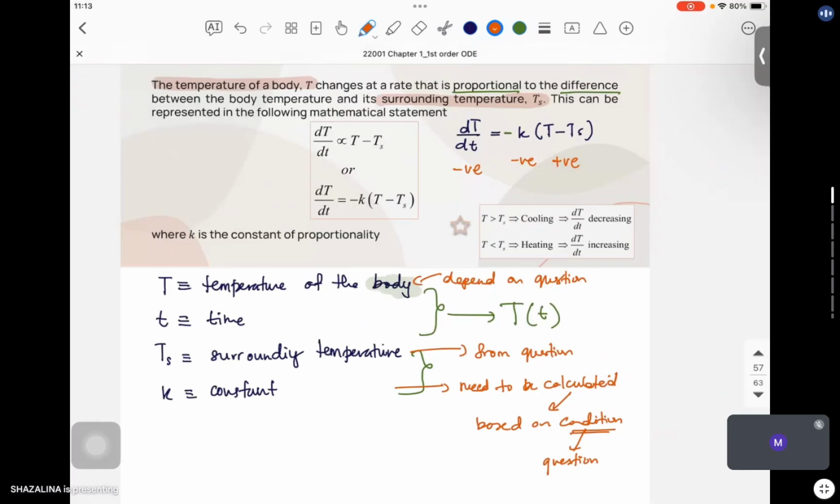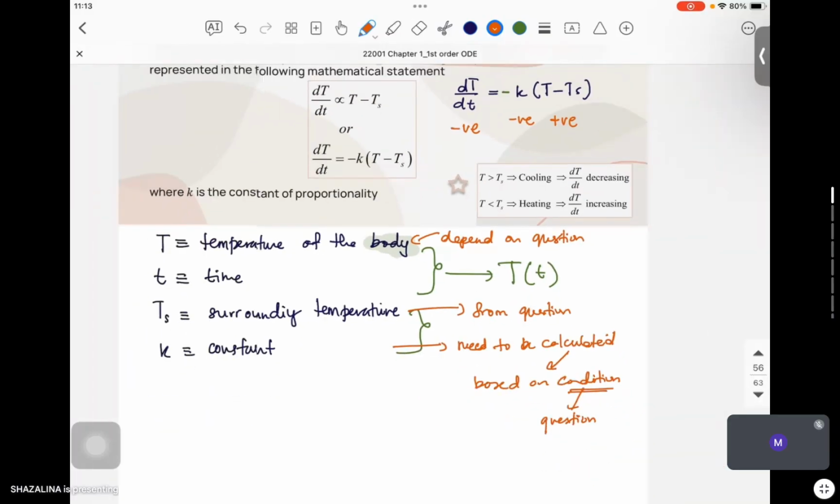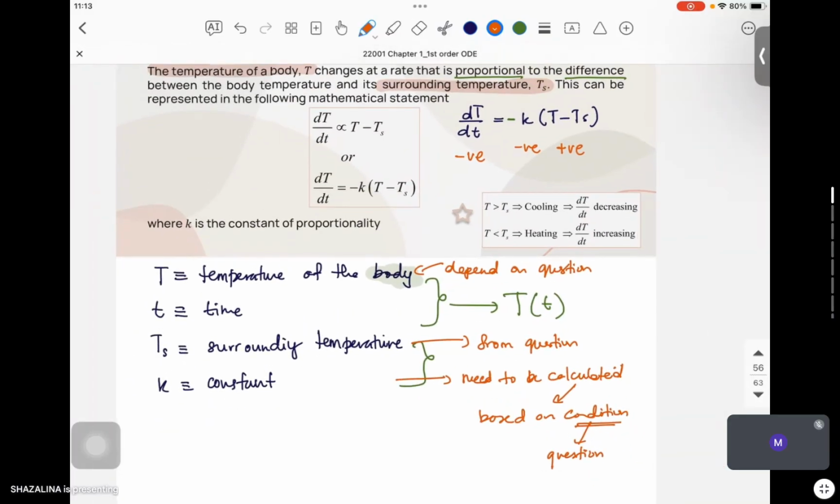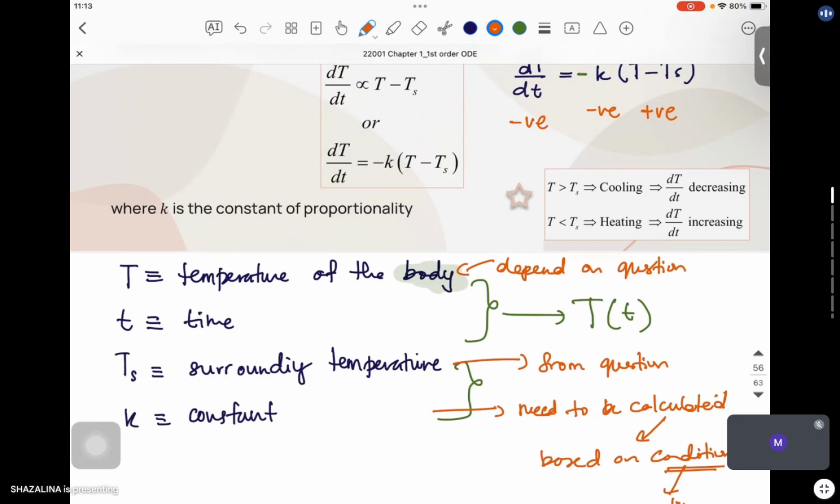Okay, so all of this is related to each other. Right, so saya sambung. Okay, from this differential equation, we need to find our capital T in terms of small t, which is the solution. The solution for this differential equation is capital T of small t, or the temperature of the body at time t.